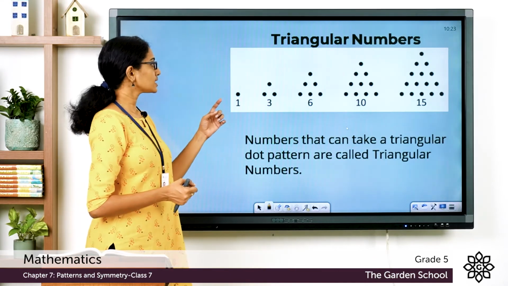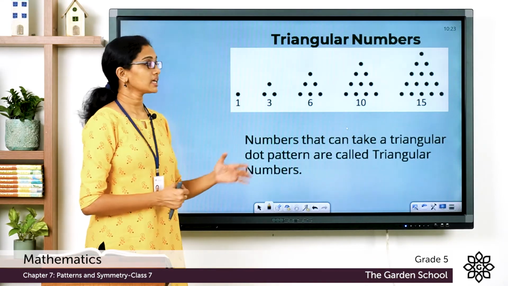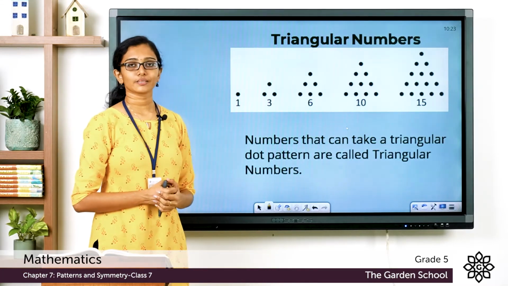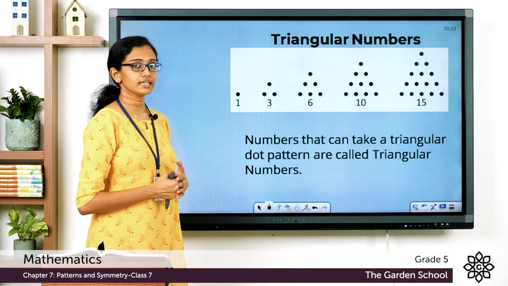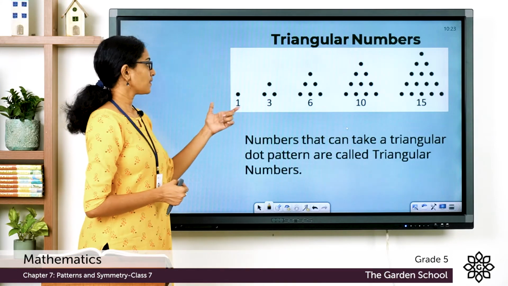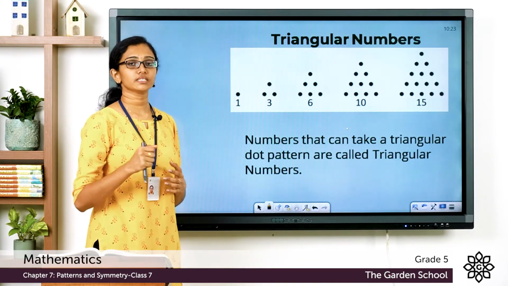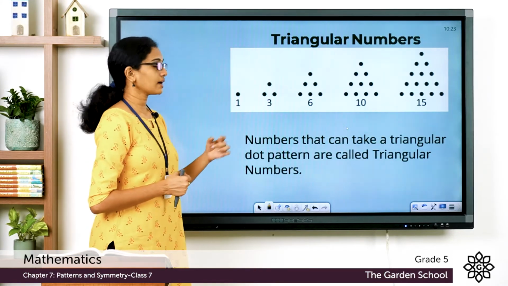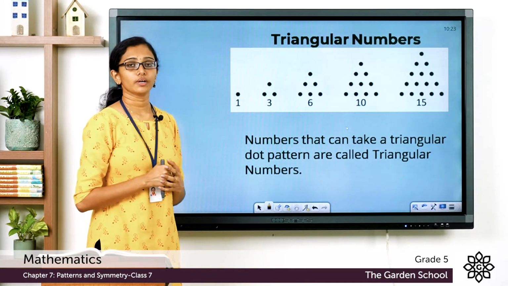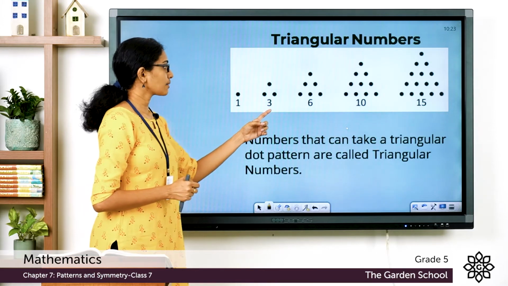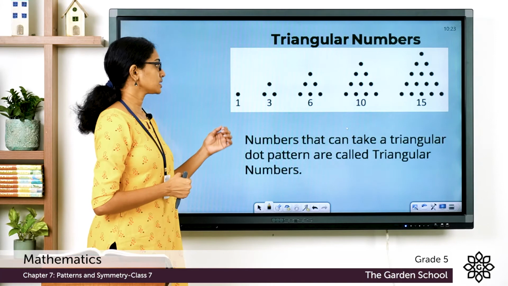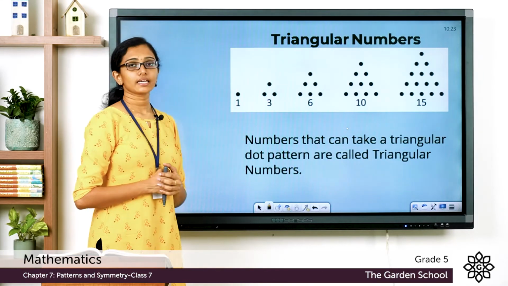And see how these numbers are represented using dots and how the dots can be arranged in the shape of triangles. If you observe the numbers in this pattern, 1, 3, 6, 10, 15, etc. You see the first number is 1, which is the first counting number. The second number is 3, which is the sum of the first two counting numbers, which means it is equal to 1 plus 2, that is 3.